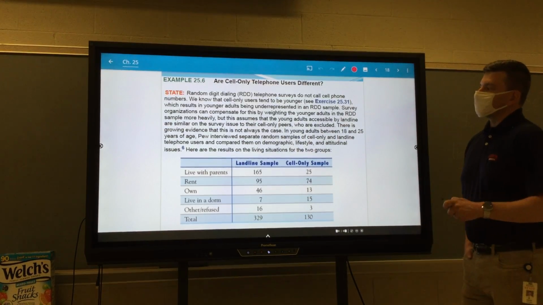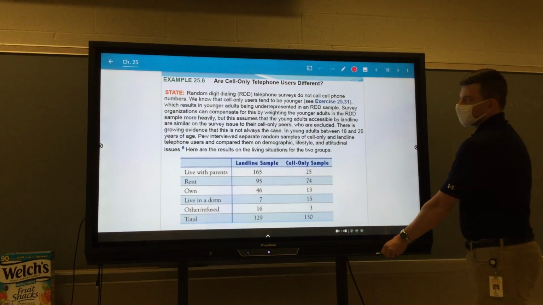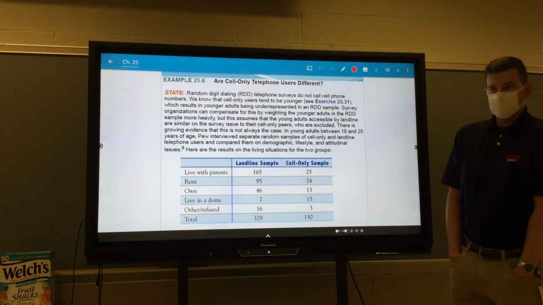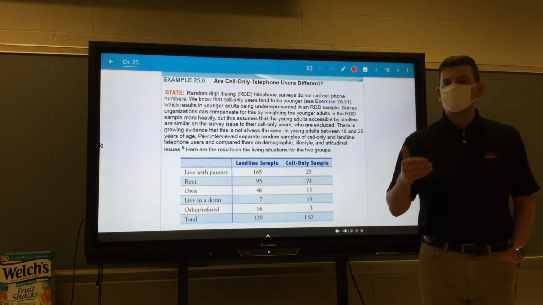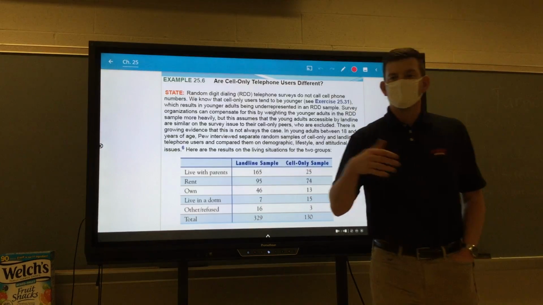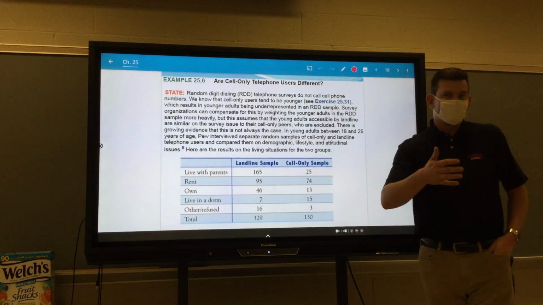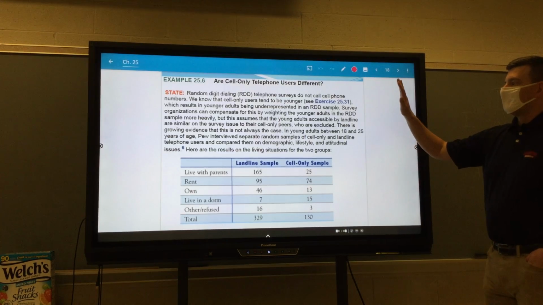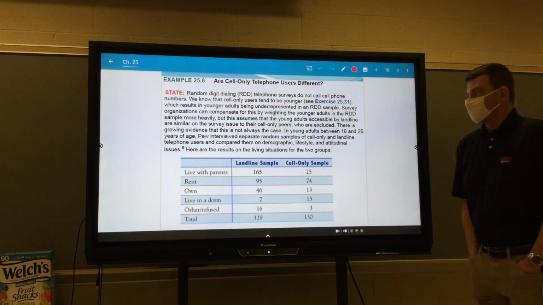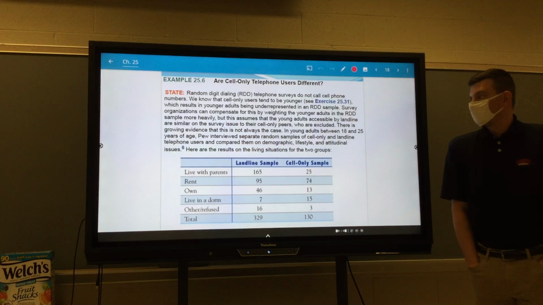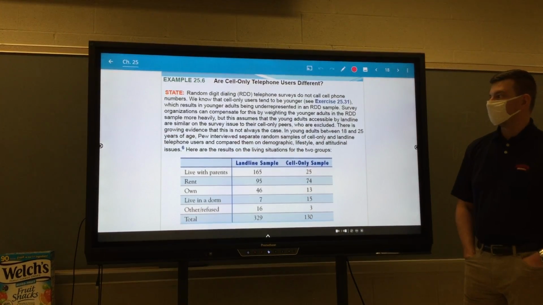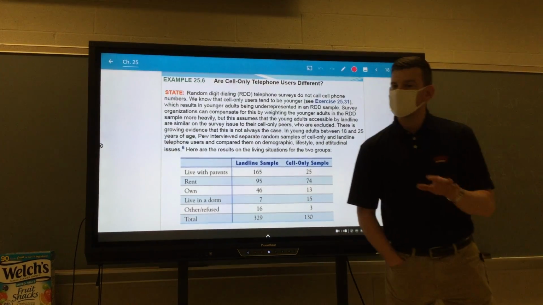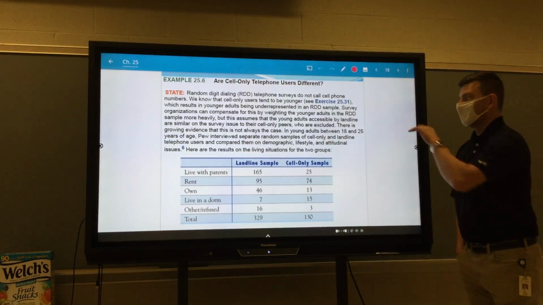The background here says random digit dialing telephone surveys do not call cell phone numbers. Okay? There are restrictions on that. Legally, they are not allowed to call cell phone numbers. Now, you still get spam calls and stuff because they are not actually legal calls. But we know that cell-only users tend to be younger, which results in younger adults being underrepresented in a random digit dialing sample. So they've been trying to overcome that sampling issue for years.